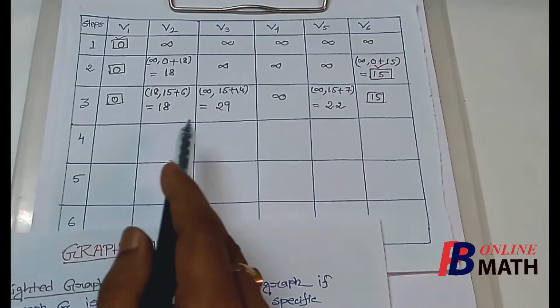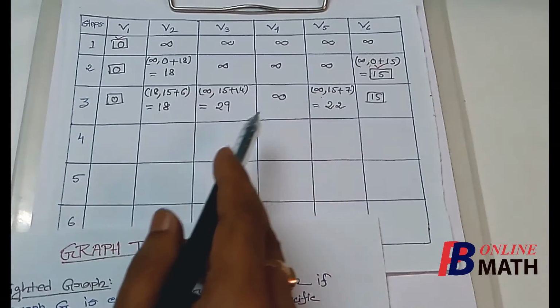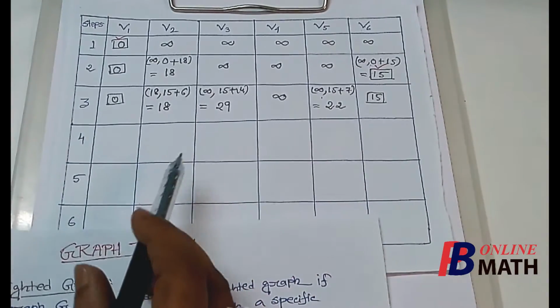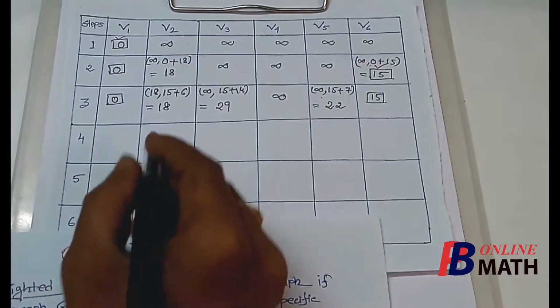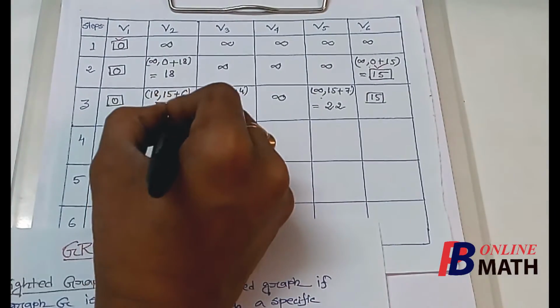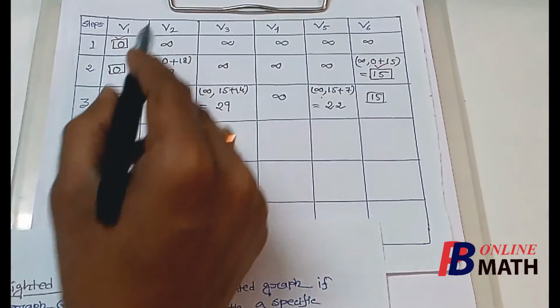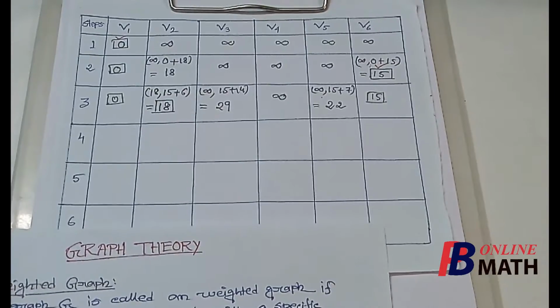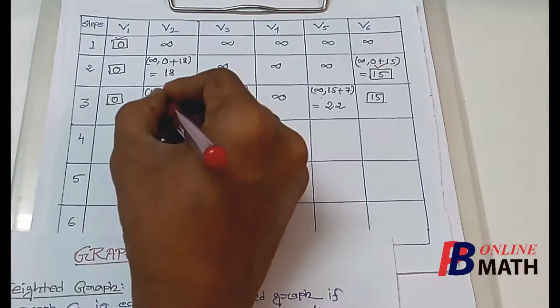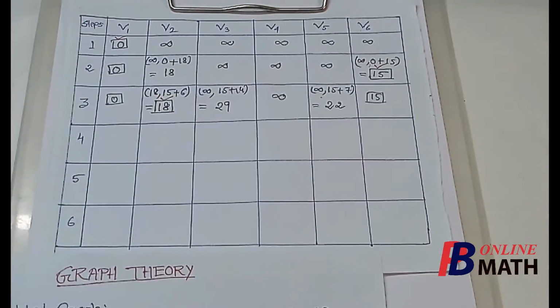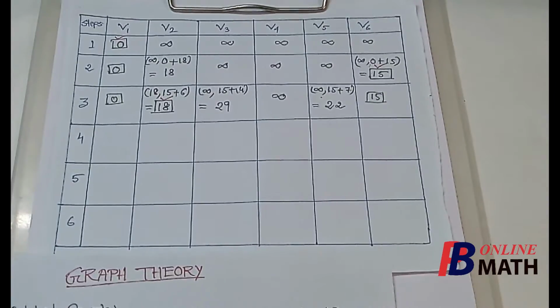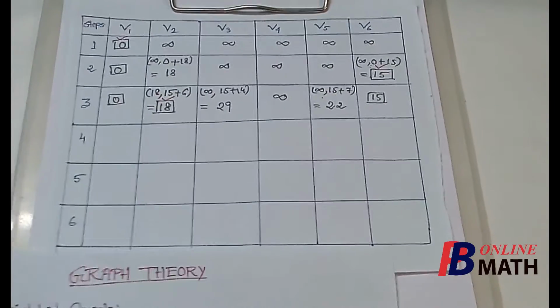So these are the temporal levels of step 3, out of which we have to find the minimum, and we can easily find that the minimum is 18. So V2 is the latest vertex which is labeled permanently. So we put a tick here. So this is step 3. The next one is step 4.